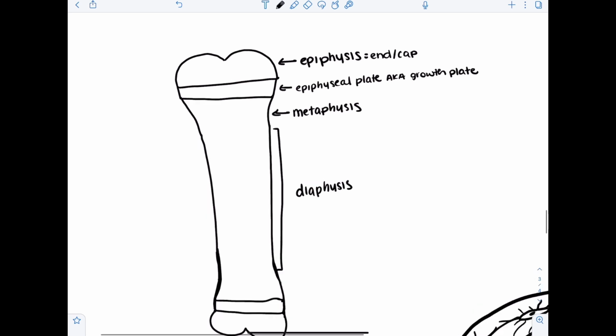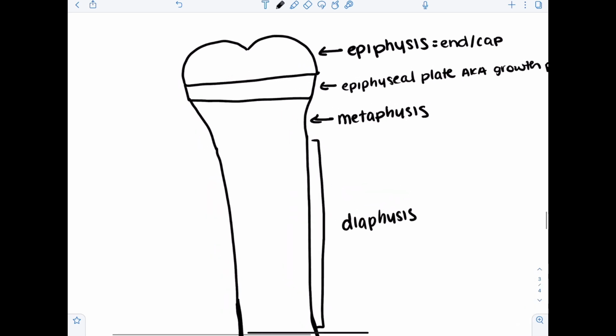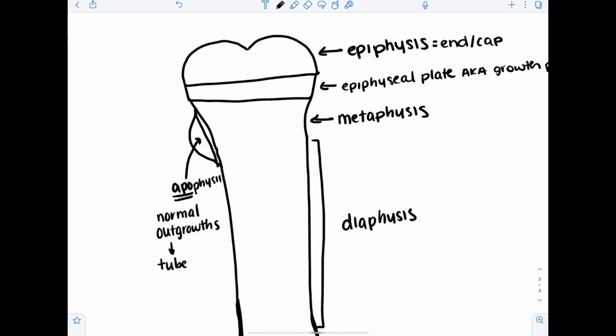Now, sometimes on our bone, we also have these things called apophyses. Apophyses are little outcrops that we have. So if you think of the humerus, we're going to have a couple of tubercles or tuberosities, and those are going to be apophyses. So an apophysis is these outgrowths that are not at the end caps. Okay, so this is apophysis, apophysis. These are normal outgrowths, and that will form things that we'll name later, like tubercles and tuberosities.